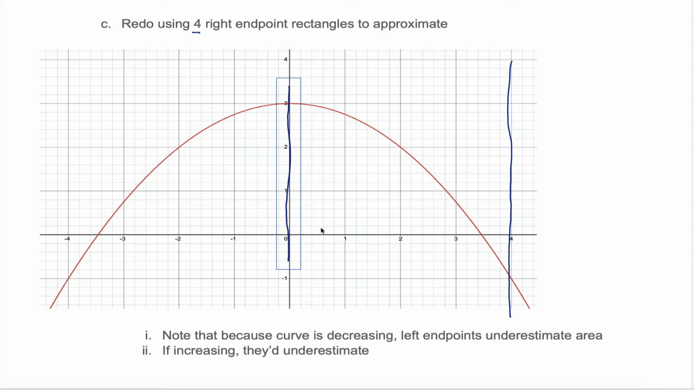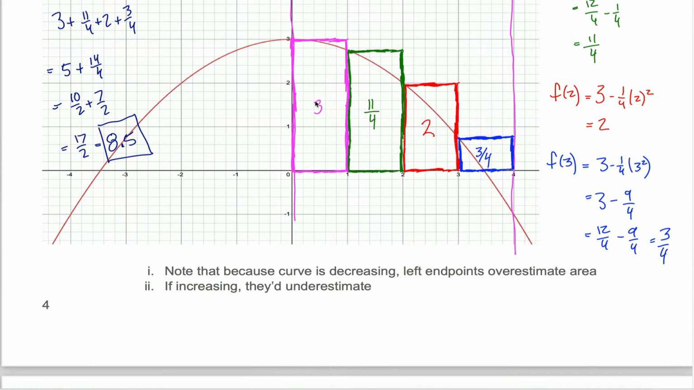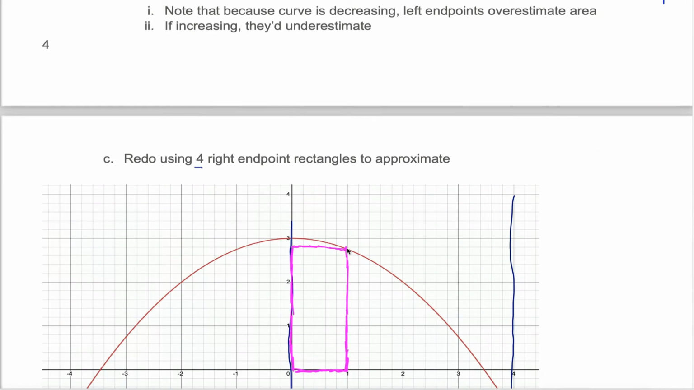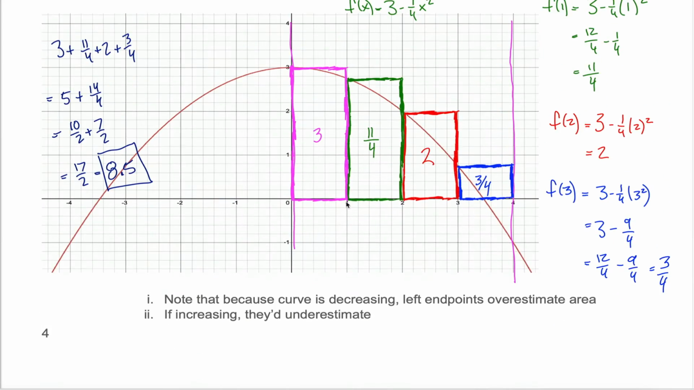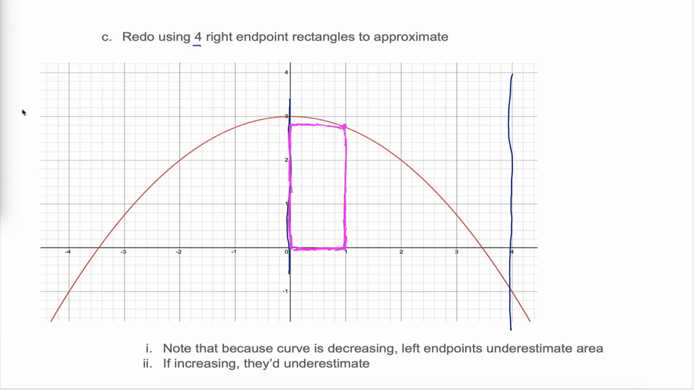So our first rectangle is still going to go from 0 to 1, but instead of figuring out the height of this rectangle by figuring out the height of the curve at 0, we're going to figure out the height of this rectangle by figuring out the height of the curve at 1. Our first rectangle will now be this one instead of this one, because we're basing the height on this point instead of basing it on this point. And I can do the same thing for the rest of the rectangles.